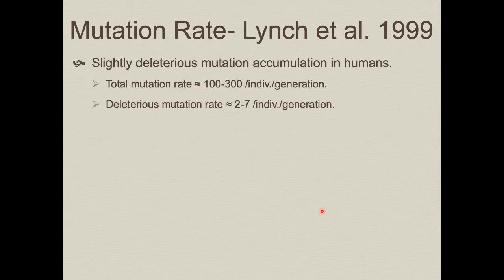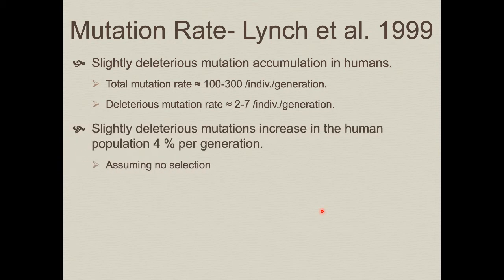What is the mutation rate in humans? We talked a little bit about this when we talked about mutations in general. But if you look at how these accumulate in humans, this study by Lynch et al. in 1999 said that the total mutation rate was about 100 to 300 mutations per individual per generation. But again, many of those are going to be silent substitutions and not really have much of an effect. They estimated that the deleterious mutation rate was about 2 to 7 per individual per generation.